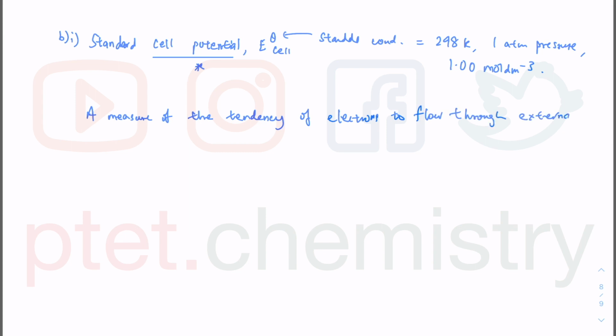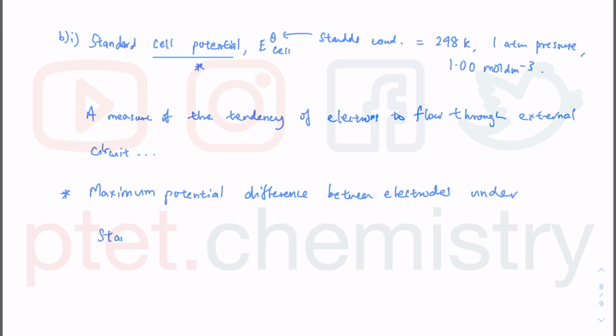If you don't like this definition, you should go for the other one, which is to do with the maximum. This is in fact probably much better. The maximum potential difference, the moment you see this term potential difference, is to do with a two-electrode system. So it's between the electrodes under standard conditions. This second one is probably a lot more complete compared to the first one. So I can write down my standard conditions straight away: 1 atm pressure as well as 1.00 mole per dm cube concentration.